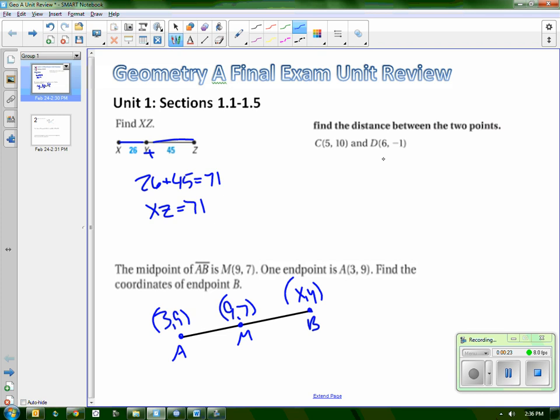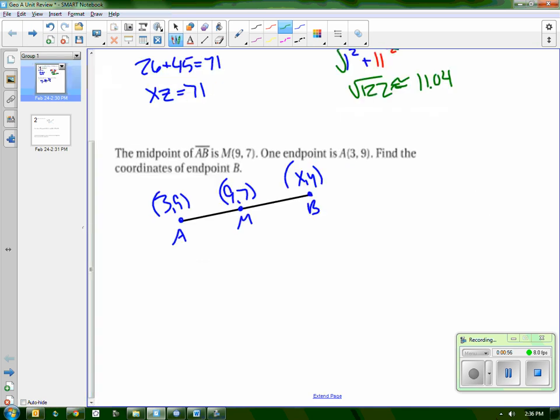Okay. Second one here. Find the distance. Well, I'm going to use a distance formula. Remember, you're going to find the difference between the x-coordinates. The difference between those two is 1. You're going to square it. Then you're going to find the difference between the y-coordinates. 10 and -1 are 11 apart. Square it. We're doing the Pythagorean theorem here if you haven't figured that out, guys. Square root the answer. 1 squared plus 11 squared is the square root of 122, which is about 11.04. So these two points are 11.04 apart.